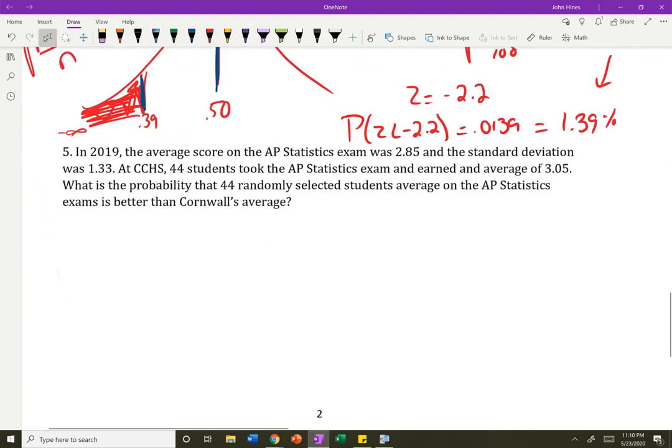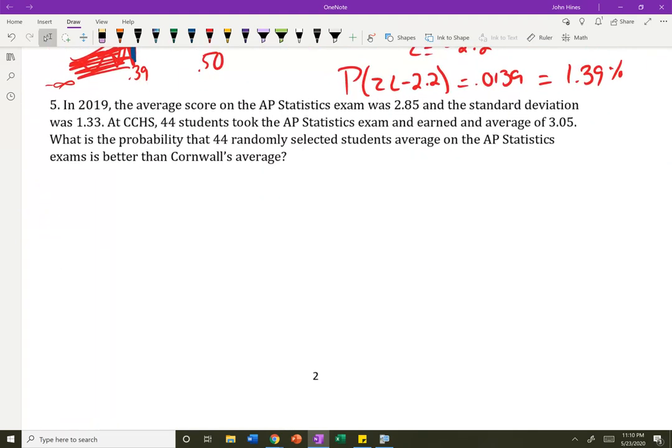One more problem and we'll call it a day here. So in 2019, the average score on the AP Statistics exam was 2.85 and the standard deviation was 1.33. At CCHS, 44 students took the AP Stats exam and earned an average score of 3.05. What is the probability that 44 randomly selected students' average on the AP Stats exam is better than Cornwall's average? So what's the probability that my sample mean is bigger than 3.05? That's what I want to know here.